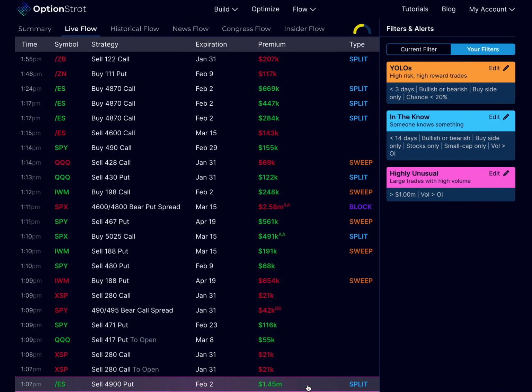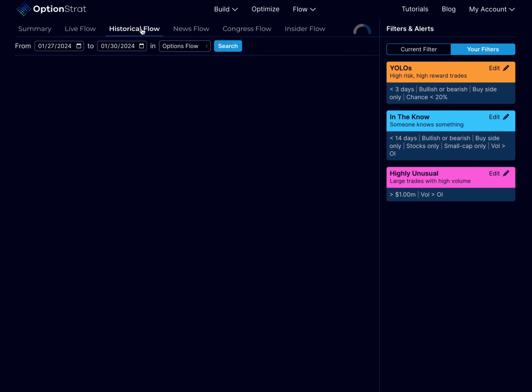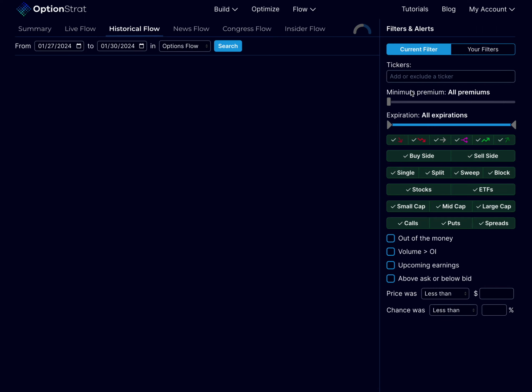Now, after we've gotten through live flow, we can look at historical flow. Historical flow, we can essentially do the same type of thing. We can come in here, filter down to just specific symbols, and we can go back and look at any trades that happen in those symbols at a specific point in time. That may help us in studying moves around earnings and things like that.